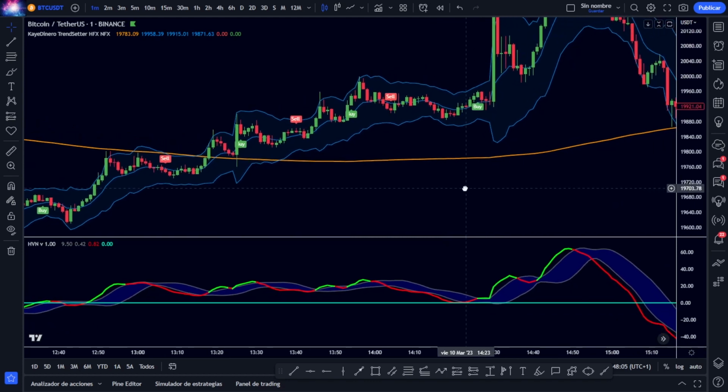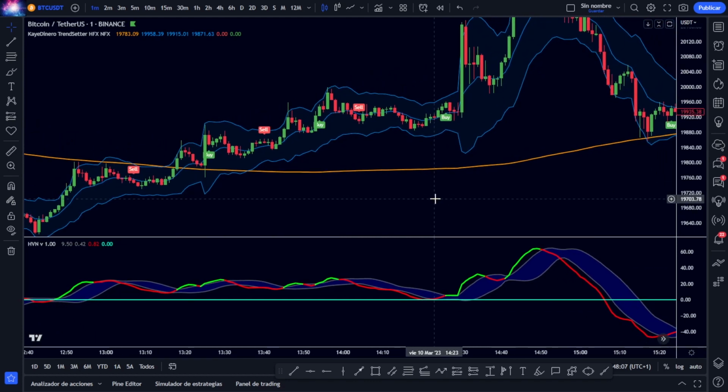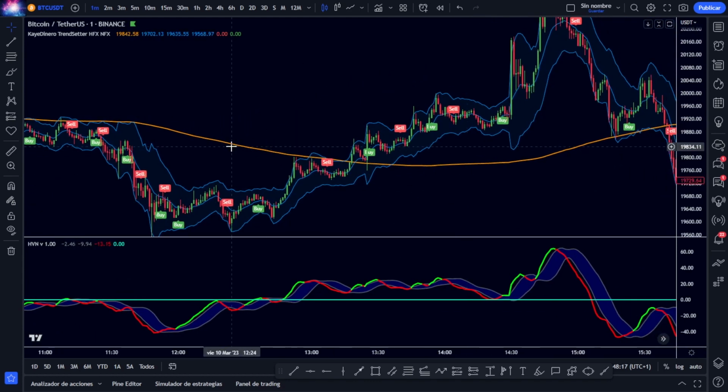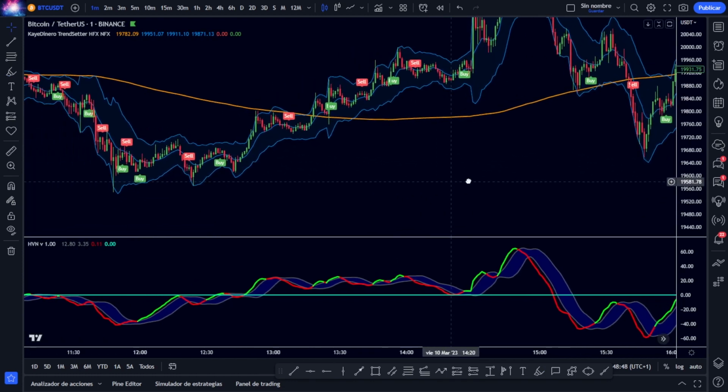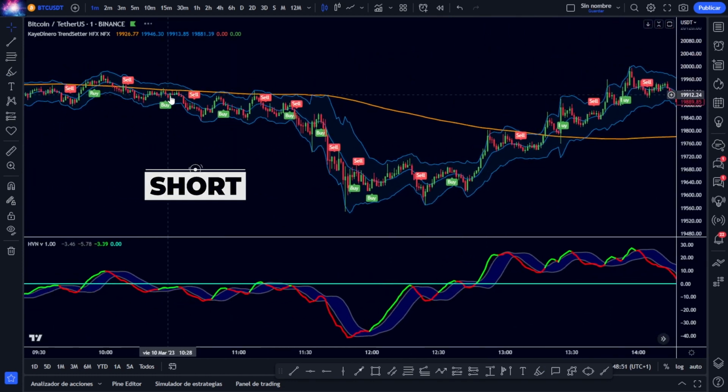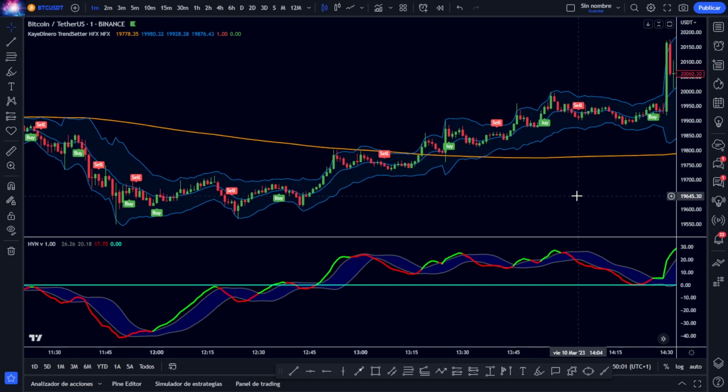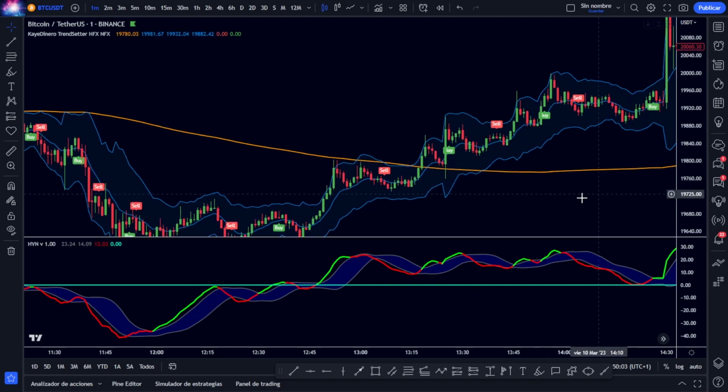And now we will proceed to explain the strategy. How should we look for entries? The first rule, the most important, is to keep in mind that when the price is above our average, which in this case we have marked in orange, we will always look for operations in long. And when the price is below, we will always look for operations in short. Then a little later in the video I will also give you some extra tips on this.